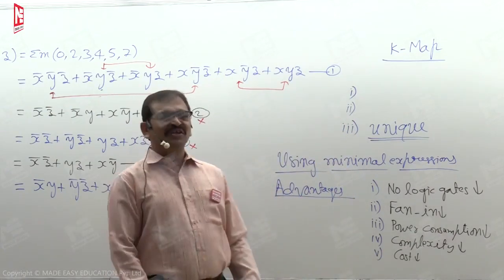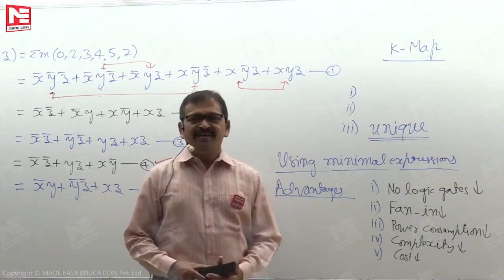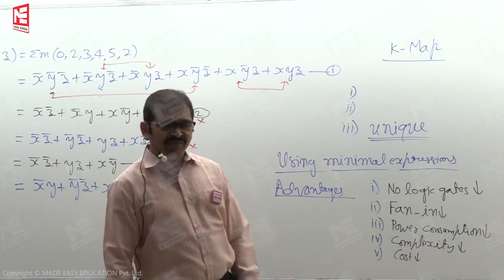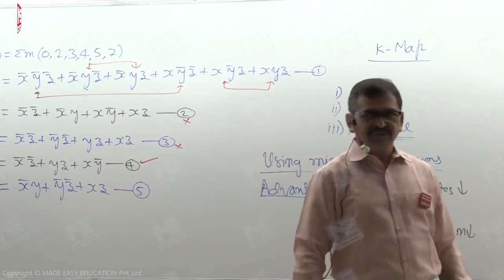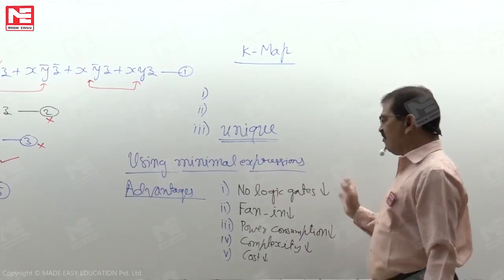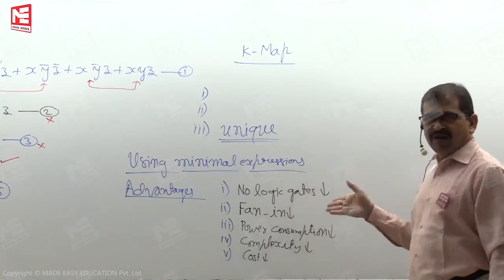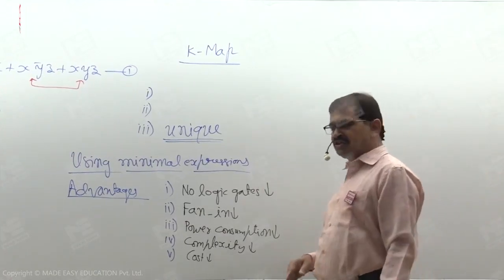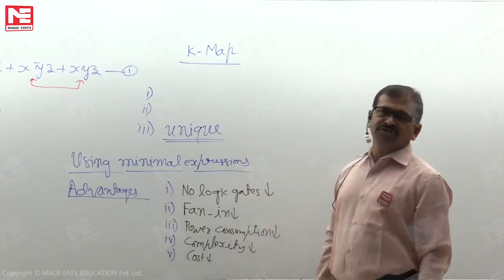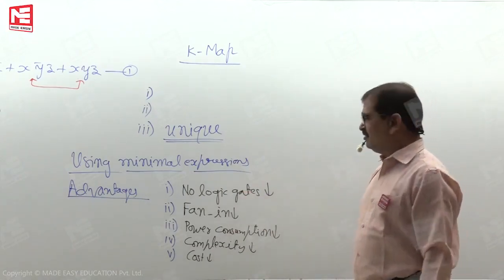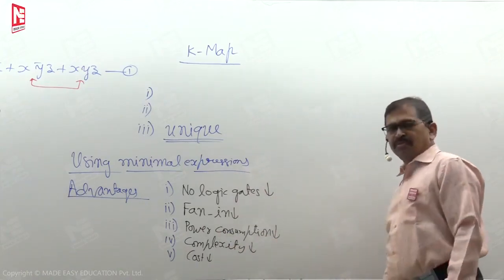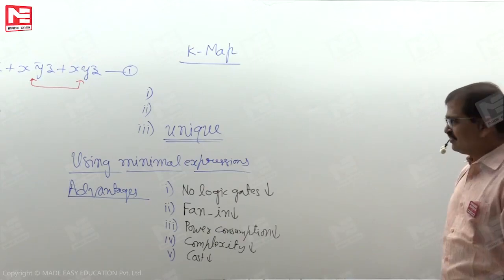So these are the advantages we have if we use minimal expressions for realizing digital circuits. Whenever we use the minimal expression to realize digital circuits, the advantages we get by default are that the number of logic gates is less, the fan-in of the logic gates is less, power consumption is less, the complexity of the circuit is less, and the cost of the circuit is less. These are the advantages of realizing the digital circuit using minimal expressions.